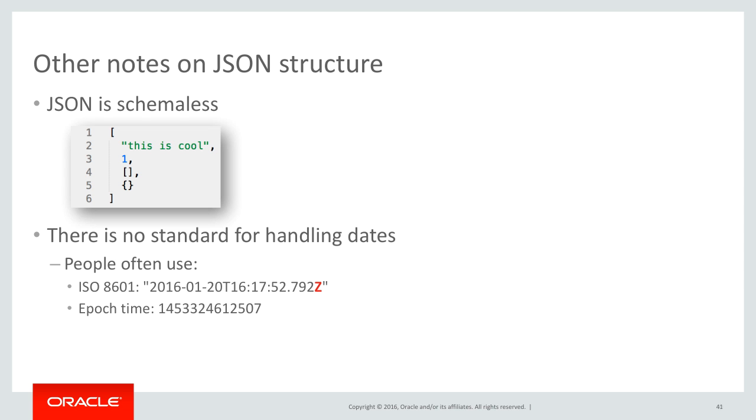If you do decide to use ISO 8601, just note that Z at the end there, that's for Zulu, which is kind of the same as GMT or UTC. So if you're not capturing dates in that time zone, just be aware that you may need to do some date time conversion as you're converting your data to JSON data.